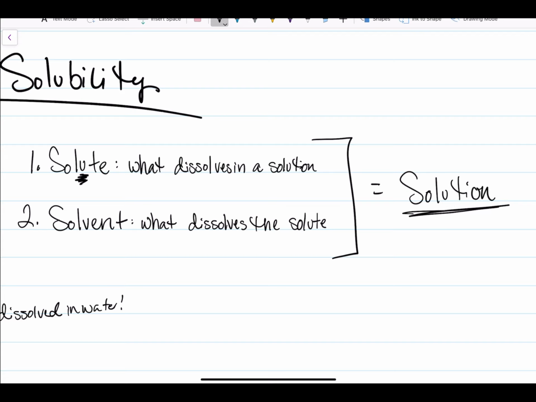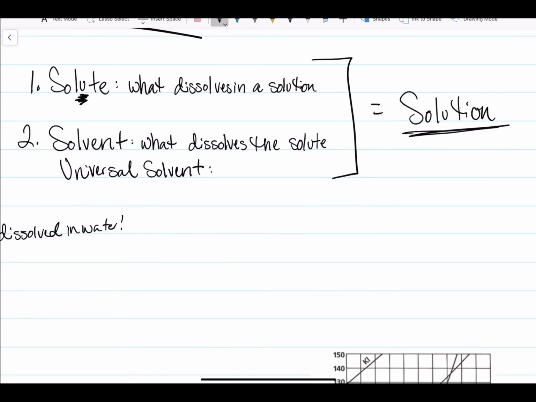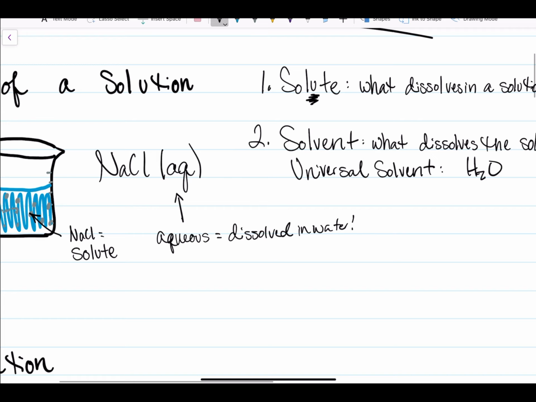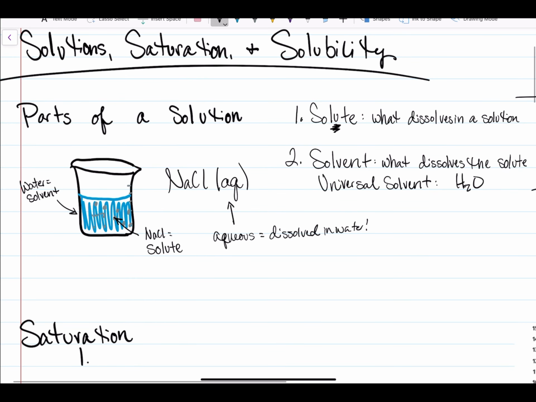Now, when it comes to solvents, there is something called the universal solvent, and the universal solvent is water, which is great at dissolving all sorts of things. So water is known as our universal solvent, but it's not the only one. There are all sorts of other solvents that we could have, and they could be different phases of matter too. But most of the time, what you will encounter will be water as your solvent. So those are the parts of the solution.